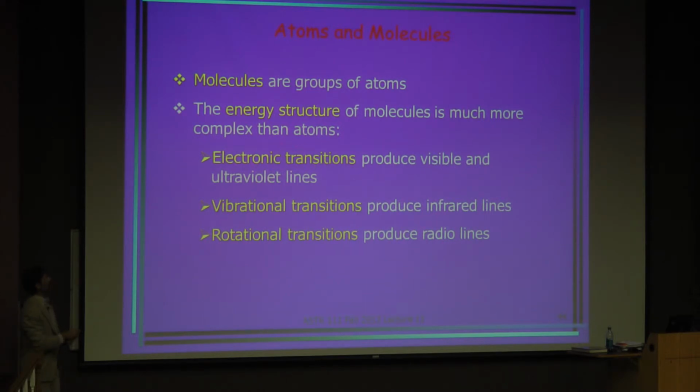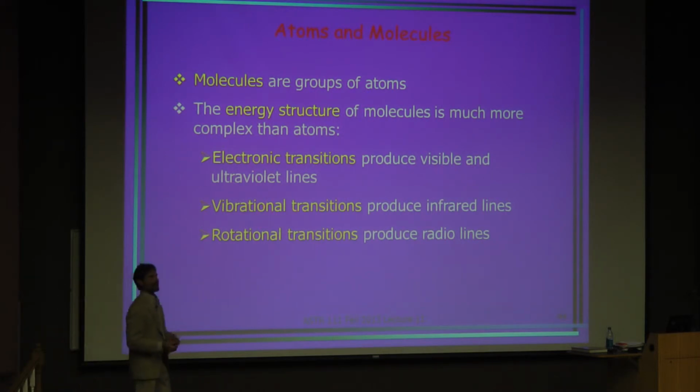Molecules can store energy electronically because they do have excited states associated with their electrons. But molecules can do two things that atoms can't do. They can rotate and they can actually vibrate. Atoms are perfectly spherical essentially, so there's no way to cause an atom to pulsate or vibrate. But molecules can actually vibrate.